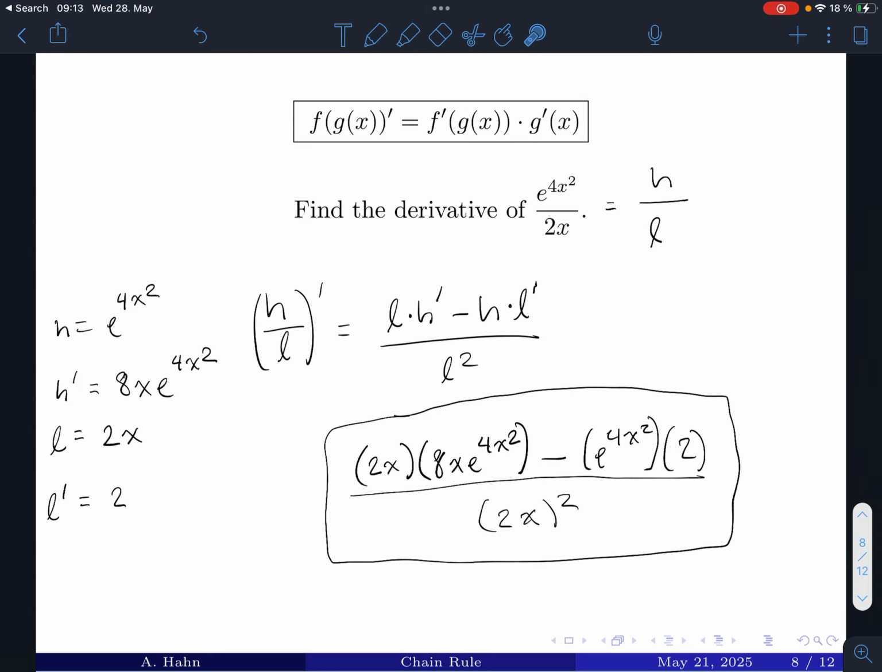And I'll just point out, you can simplify this a little bit. You can maybe factor out an e to the 4x squared and simplify. But just for right now, I think it's okay to just write down the straightforward working of it.